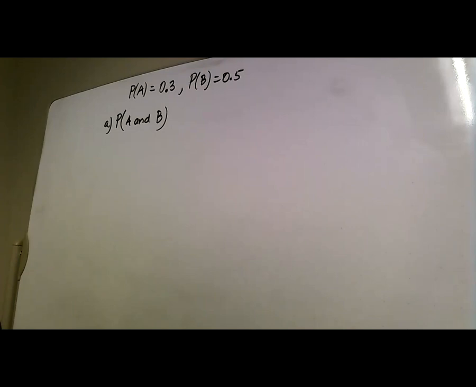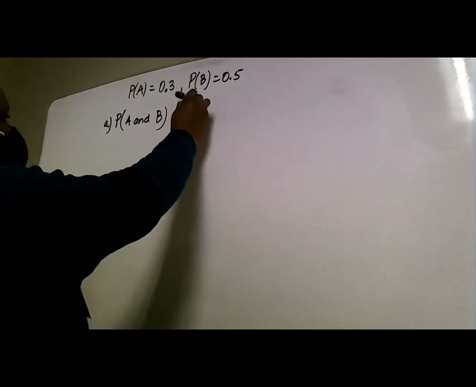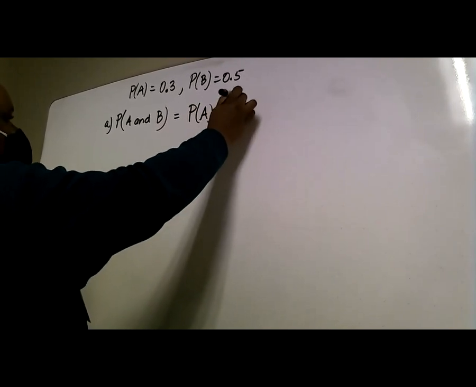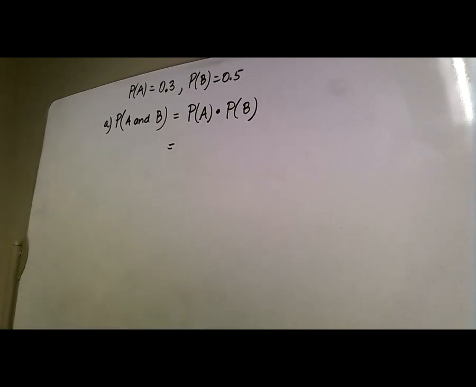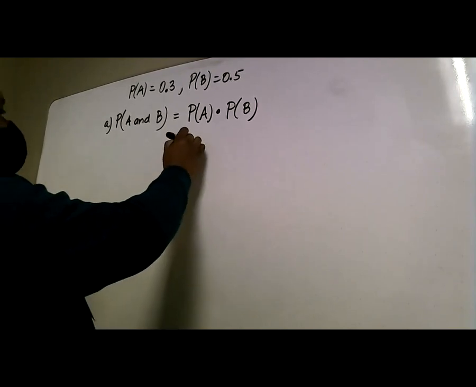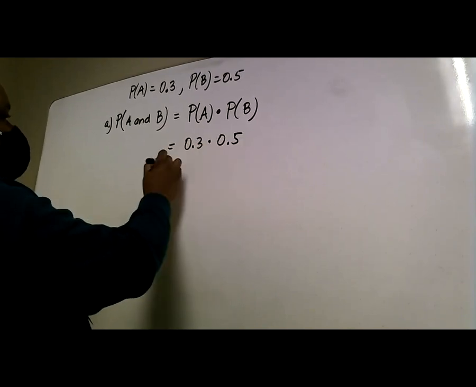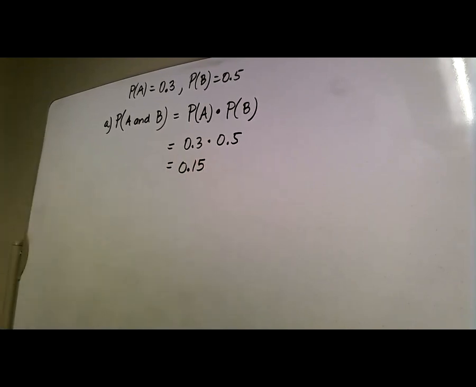So for A and B, we have to use the formula where you multiply the two probabilities together. Probability of A times the probability of B. So we just take 0.3 times 0.5. That'd be 0.15.